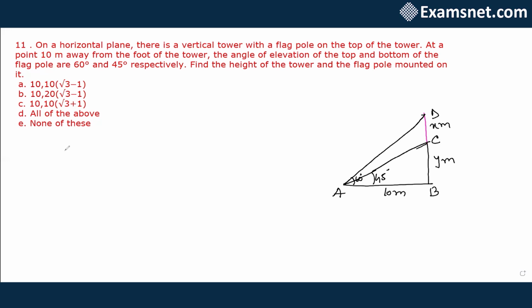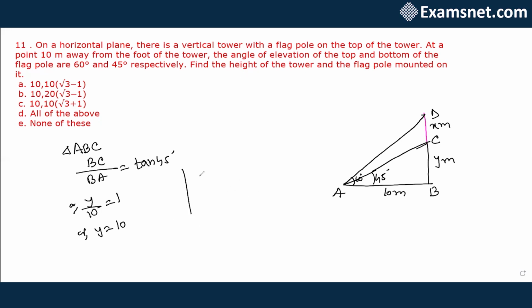First, consider triangle ABC, this triangle. So from ABC, we can write BC by BA, that is tan 45 degree, means y by 10 equals 1. So we got the value of y, that is 10. Okay, so here the height of the tower is 10 meter.